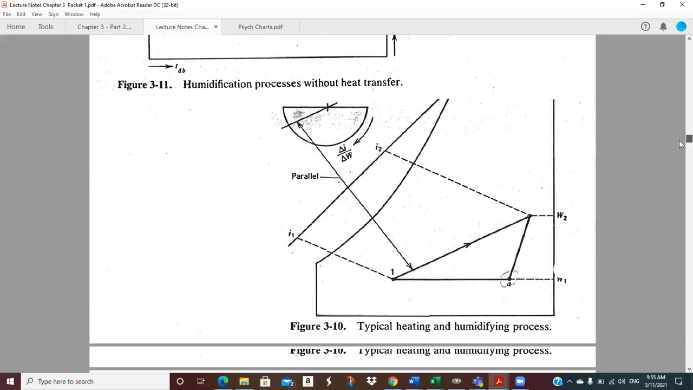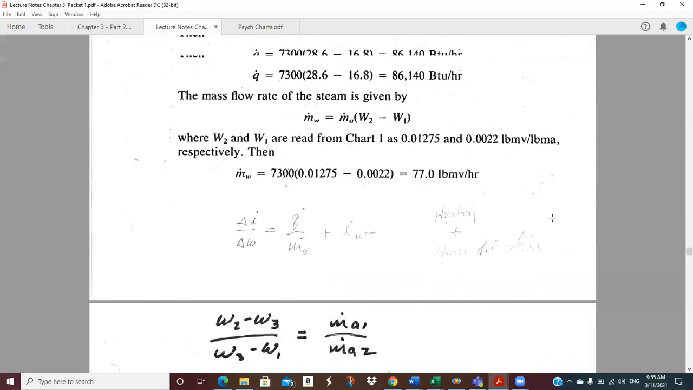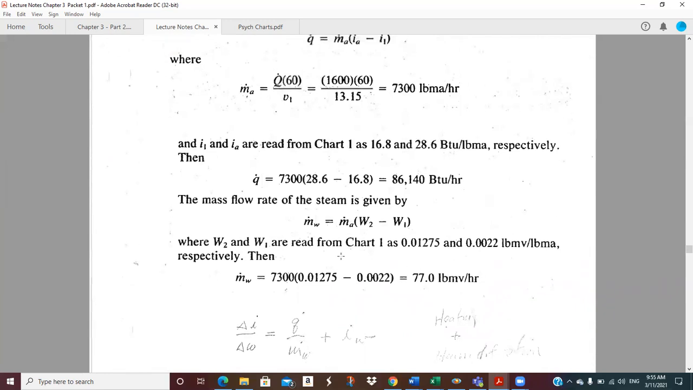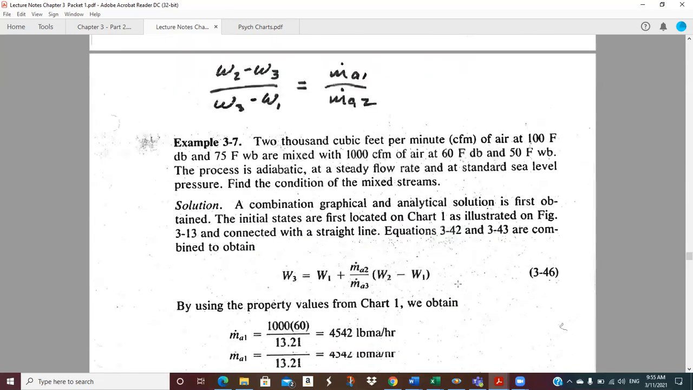So then we just multiply that difference by the mass flow rate of the dry air right here. And so here's how he read those humidity ratios. You should check the psych chart. Just make sure you are competent to read these things. And so we get about 77 pounds mass of water vapor or steam per hour is needed by the humidifier in order to do this. Okay. So I'll leave this one on our next example, but we got to go look at the discussion.